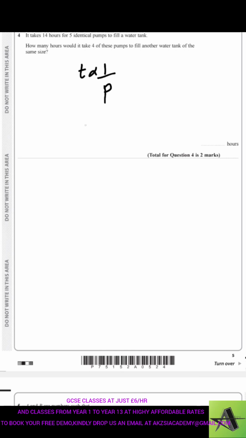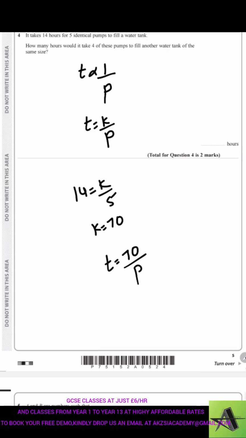We have this relation, so I can write T is equal to K over P. Then just put the value of T, put the value of P and get the value of K. So T is the number of hours, which is 14. P is the number of pumps, which is 5. So K is 70. Your final equation is T equals 70 over P. That's it. This is your equation.